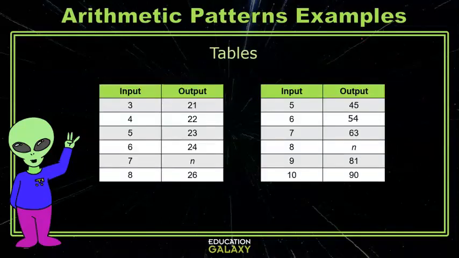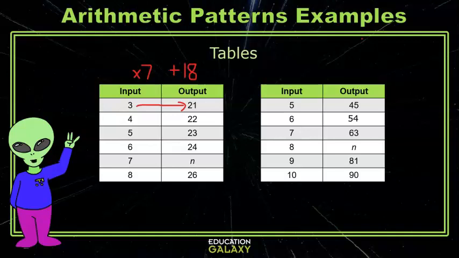Sometimes we have to recognize patterns in tables. Let's look at this first table. Going from 3 to 21, it's increasing. That means we're either going to multiply or add. I can get to 21 from 3 by multiplying by 7, or I could add 18.